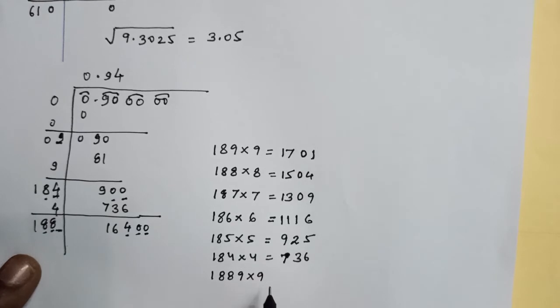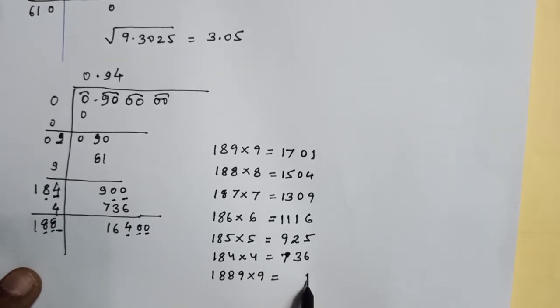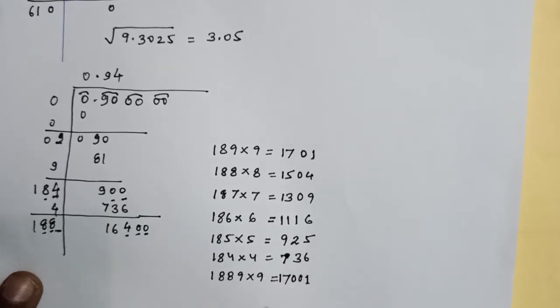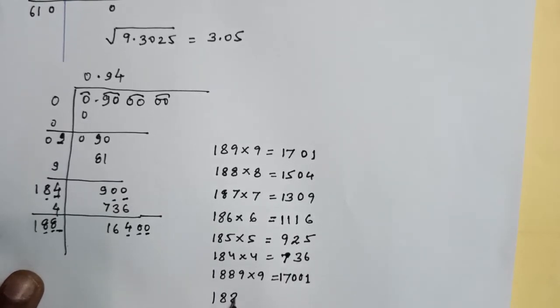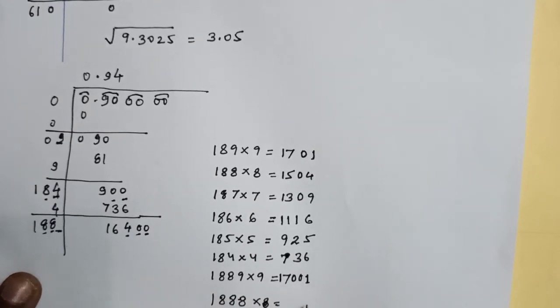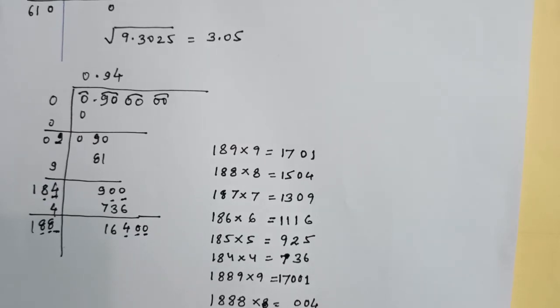1889 multiplied by 9. 9 9s are 81. Carry 8. 9 8s are 72 and 8, 80, carry 8. 9 8s are 72 and 8, 80, carry 8. 9 1 is 9 and 8, 17. Bigger number. 1888 multiplied by 8. 8 8s are 64, 4. 8 8s are 64 and 6, 70. Carry 7. 8 8s are 64 and 6, 70. Carry 7. 8 1 is 8 and 7, 15.